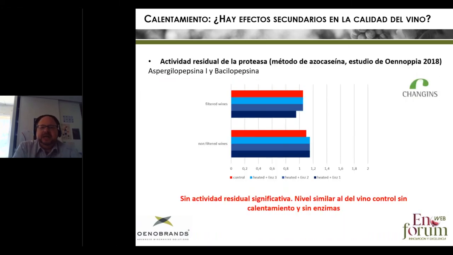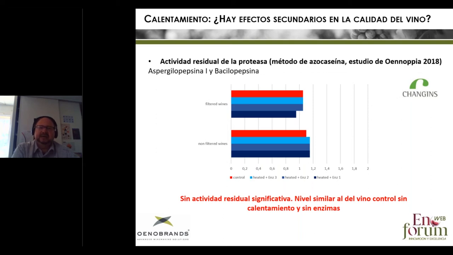The second question is about the residual activity of protease between the treatments, which could disturb other fining treatments using proteins. Actually, in the same study we did in Switzerland, we quantified the residual activity in wine treated or not treated with different enzymes, and there is no residual activity at a significant level in the treated wine.